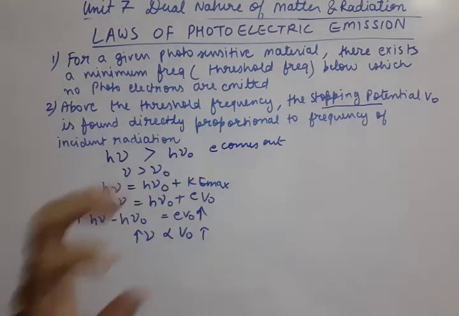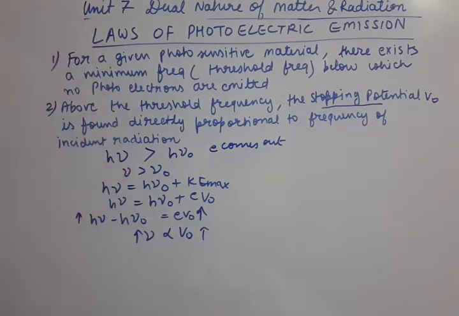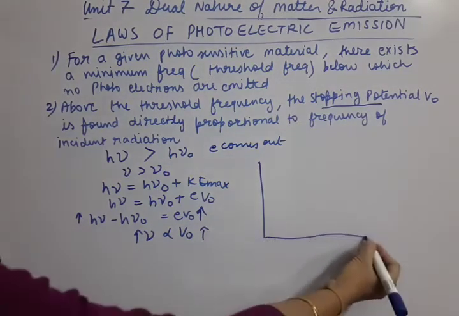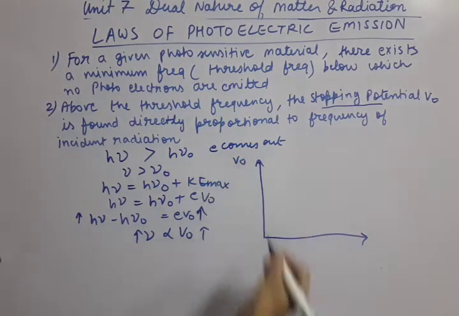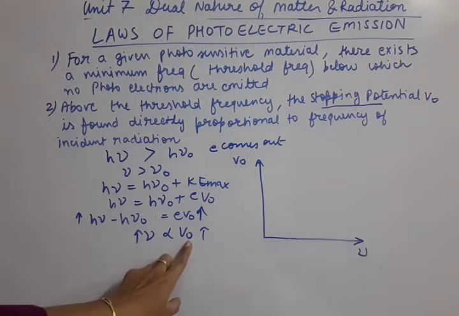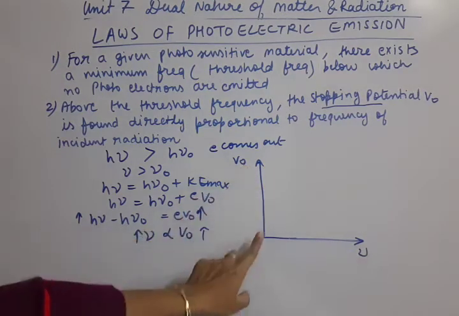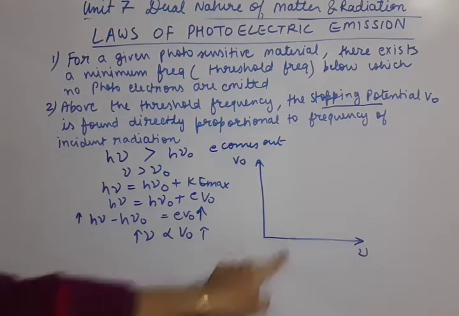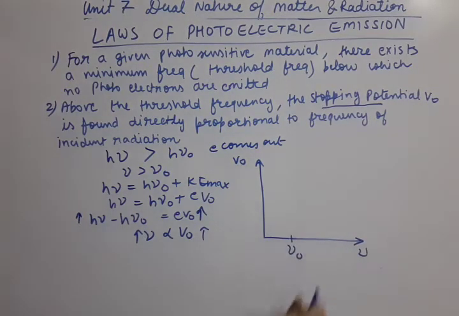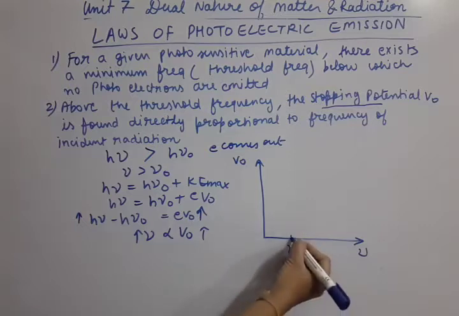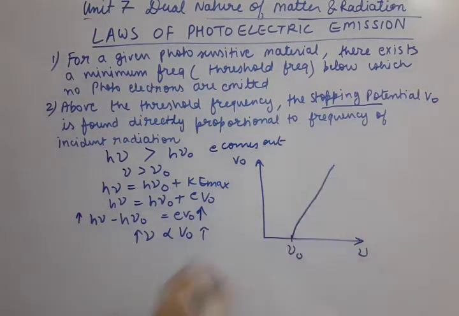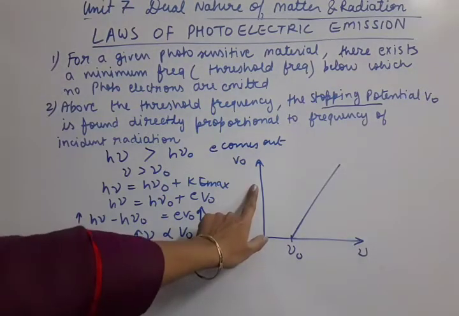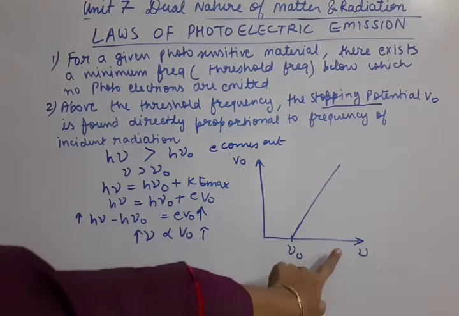So let us understand one graph also to describe both the points here. The graph will be drawn between V0, the stopping potential, and nu, the incident radiation's frequency. Now we know that V0 is directly proportional to the frequency, but V0's existence doesn't start with zero frequency. At least one frequency should be crossed, that is the threshold frequency. After that the proportional dependence is there. So there is a straight line graph, showing the stopping potential's dependence on the frequency.